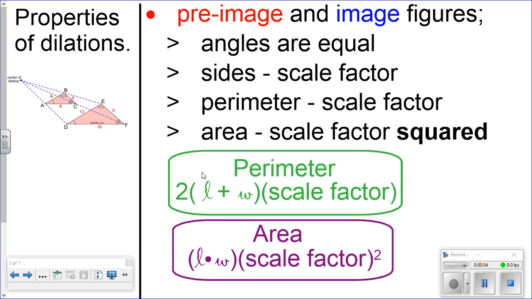So for the perimeter, you find the perimeter of your pre-image, which is 2 times length plus width, or length plus width plus length plus width, and you just multiply it by the scale factor. With area, to find the pre-image, we take length times width, and then you multiply that by the scale factor squared. So if the scale factor is 3, we would multiply it by 9. If the scale factor was 4, we'd multiply it by 16.